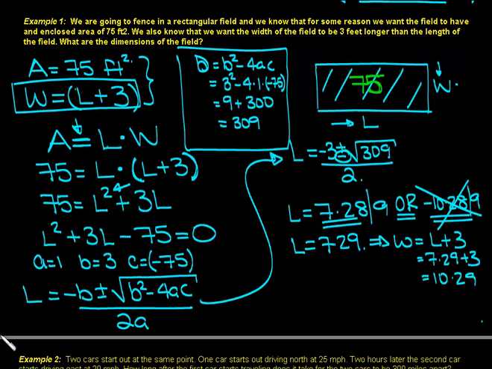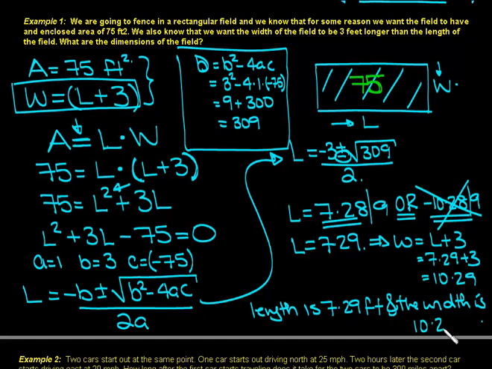10.29. So you do need to write your answer as a sentence. I'm not going to do that here. Again, for the sake of time and room, you can say the length, I'll just do this one. Length is 7.29 feet, and the width is 10.29 feet of the rectangular field. So you do need to write that down.